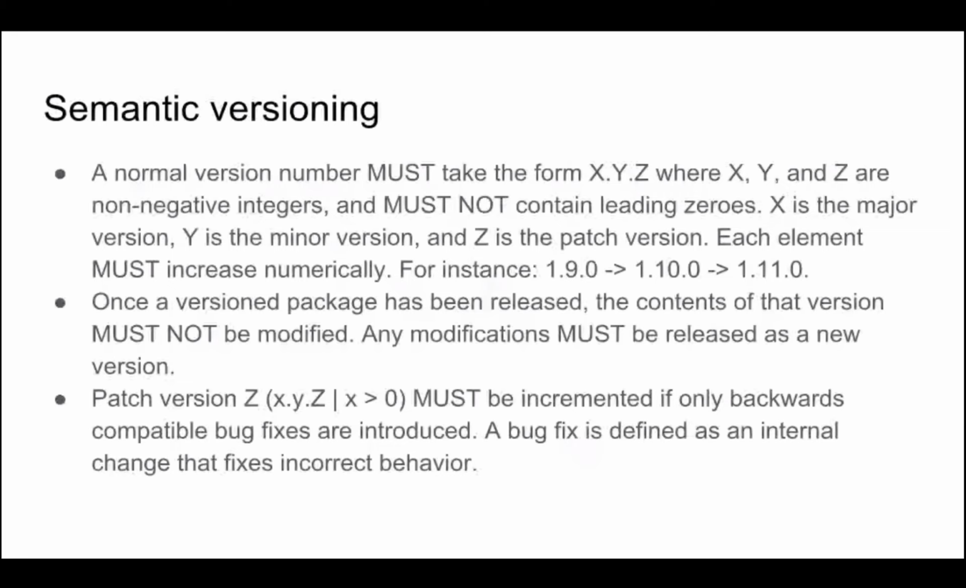This is how each element must increase numerically: up to 1.9.0. Then you release 1.10.0, and then you release 1.11.0. And then you release 2.0.0. More like the decimal system increments. This is a three-part decimal which increments.